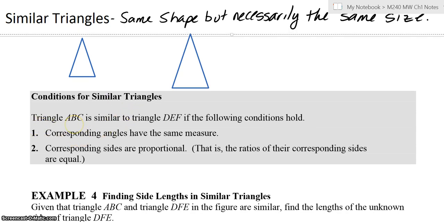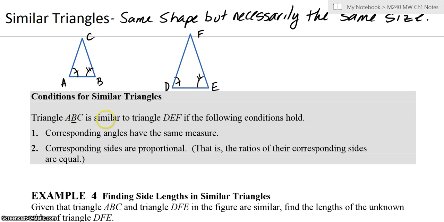Triangle ABC is similar to DEF, so let me go ahead and label them. So I'm just labeling this ABC. Notice if I decide this to be A, then this is the corresponding A and D, B and E are corresponding, and C and F. So the corresponding angles have the same measure. So A has the same measure as D, and B has the same measure as E.